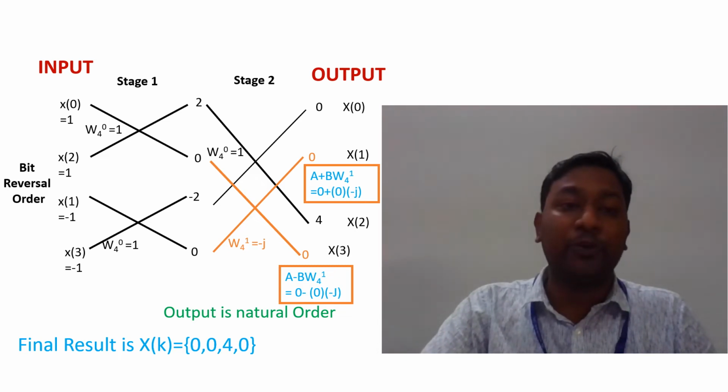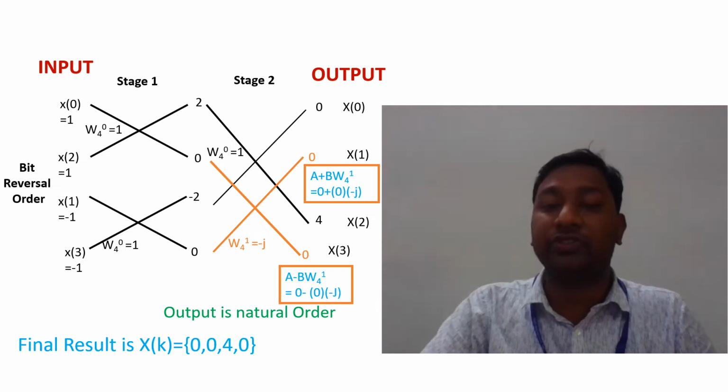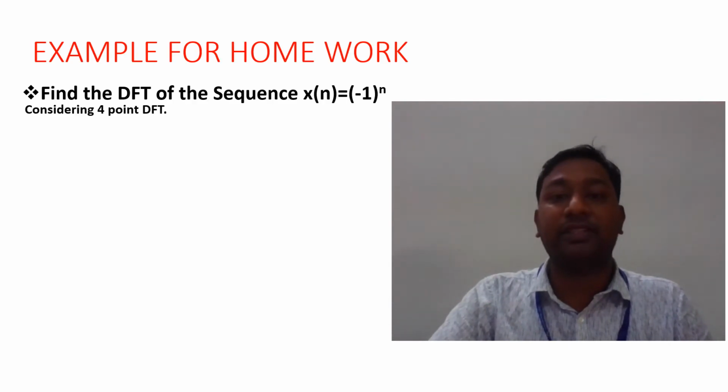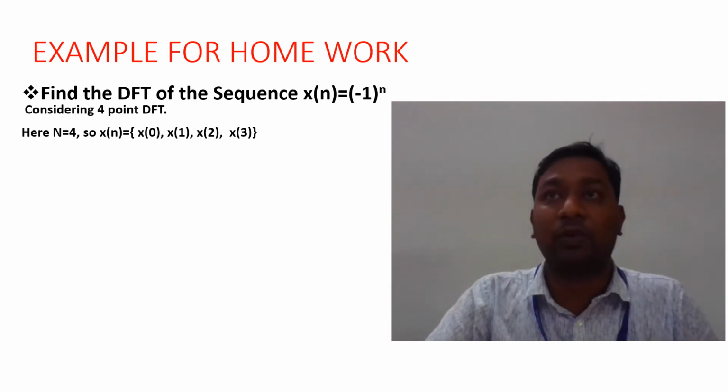second problem. The input is 1, minus 1, 1, minus 1. So we will get output 0 0 4 0. So the answer is 0 0 4 0. Now see some examples, some tricky questions that you can do in homework also.